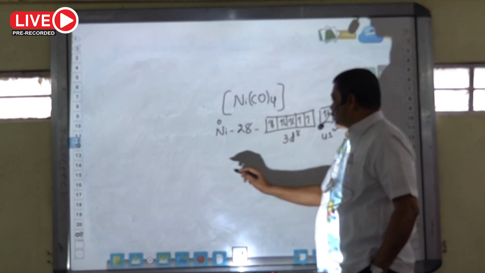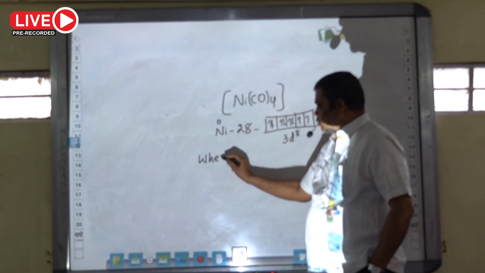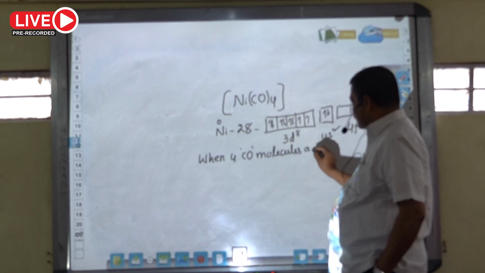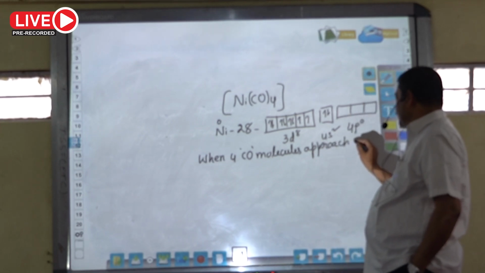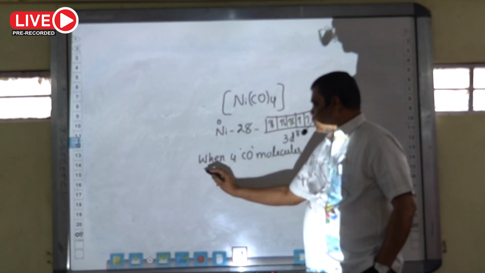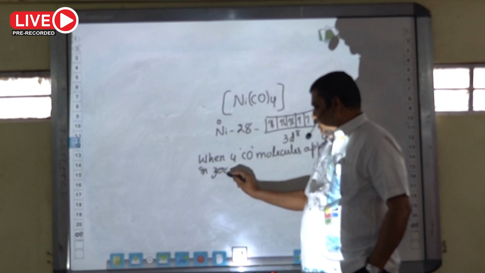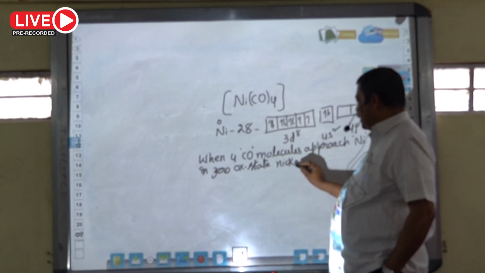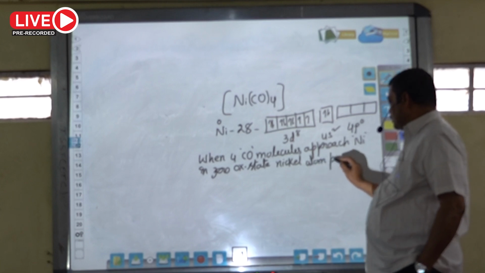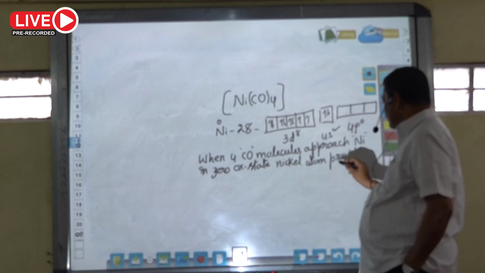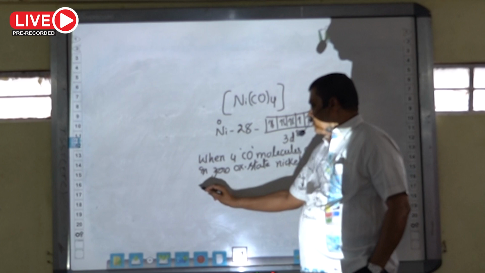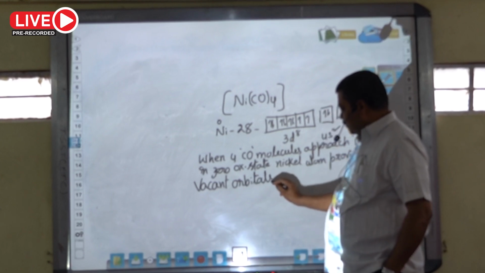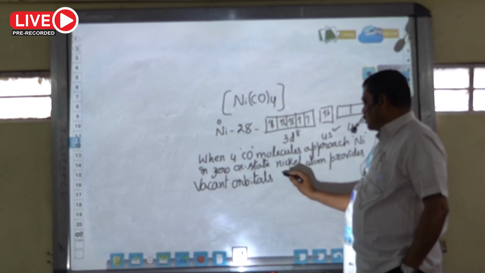Now in this, when four CO molecules approach nickel in 0 oxidation state, the nickel atom provides vacant orbitals for bonding.